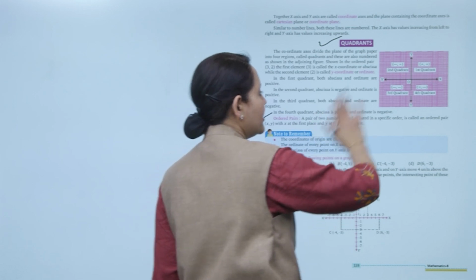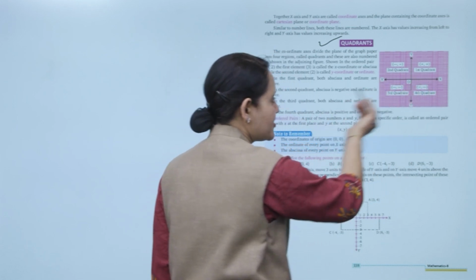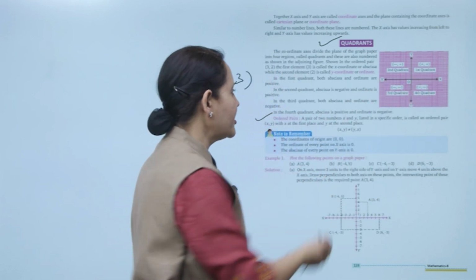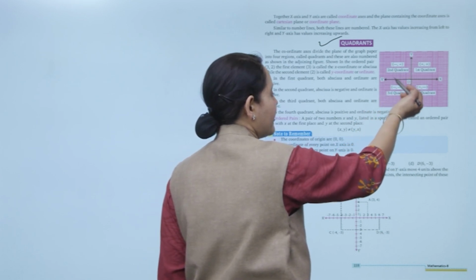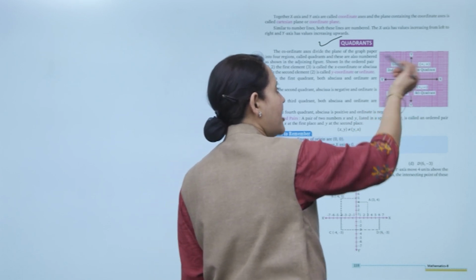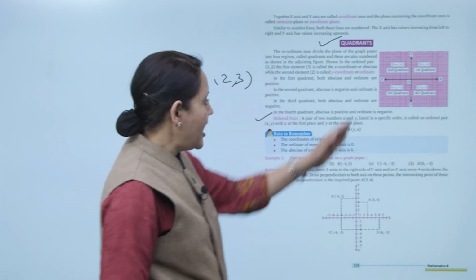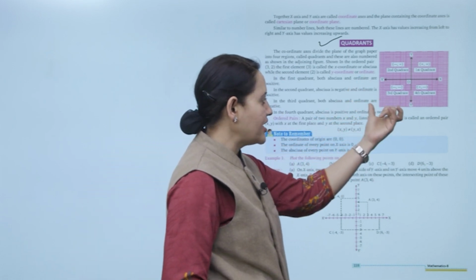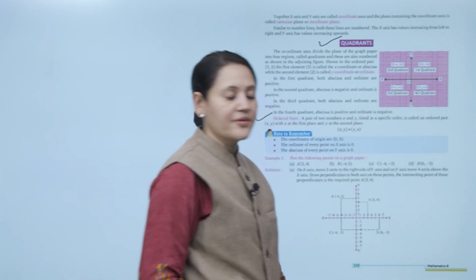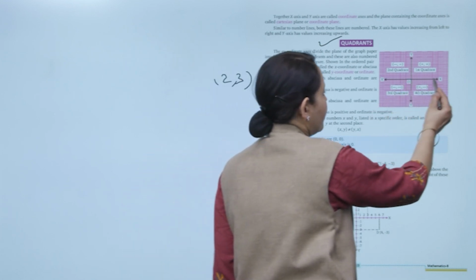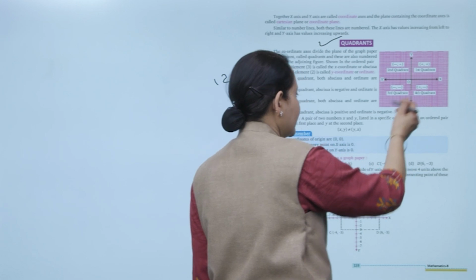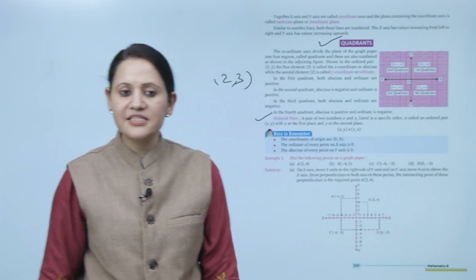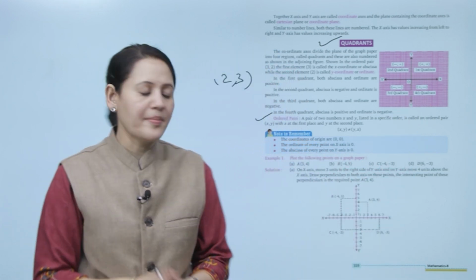So, in the first quadrant, both x and y are positive. In the second quadrant, like here, as we move to the left, numbers become negative. So here the x-axis value is negative, which means the abscissa is negative and the ordinate is positive. As we move to the third quadrant, both are negative. In the fourth quadrant, the abscissa is positive and the ordinate is negative. Understand?